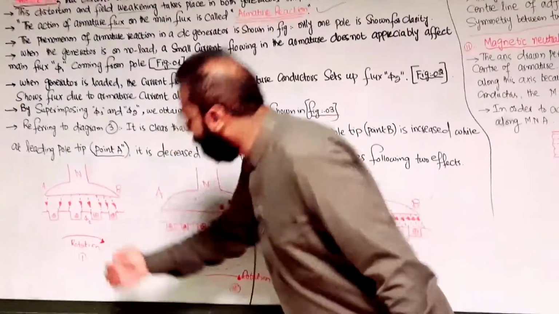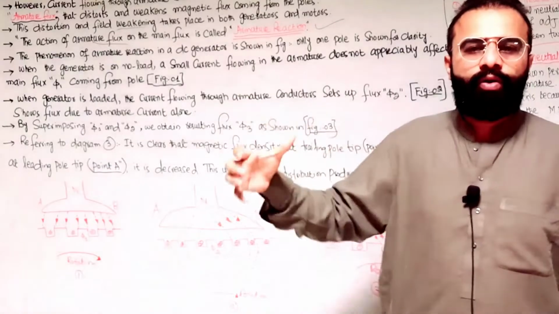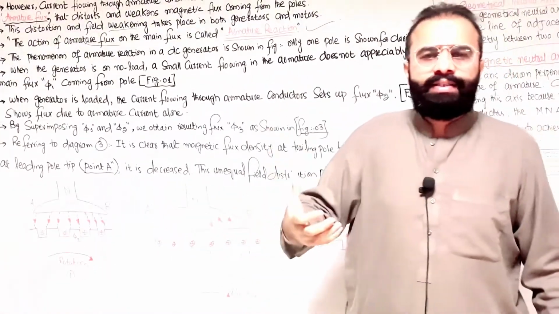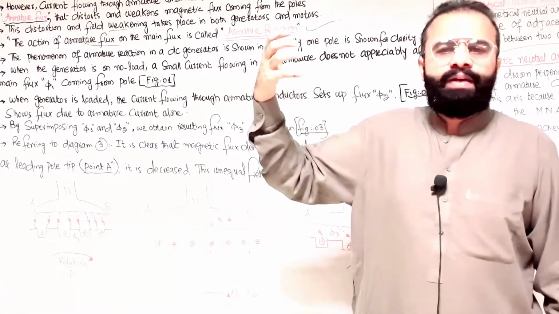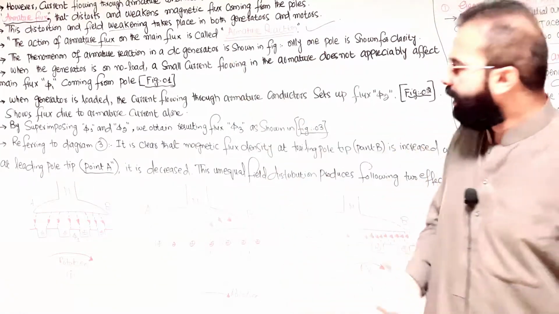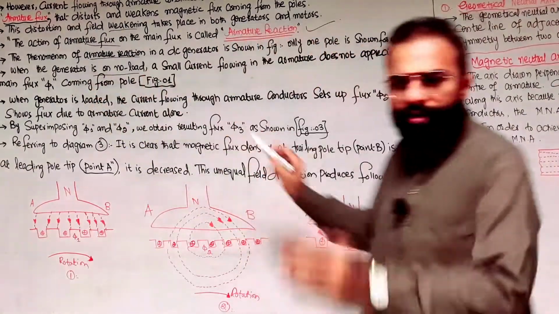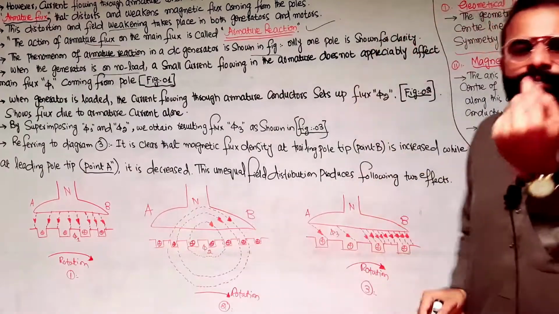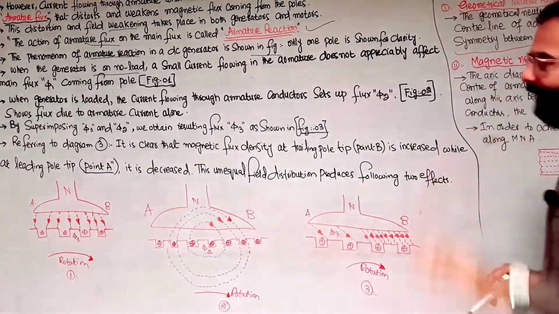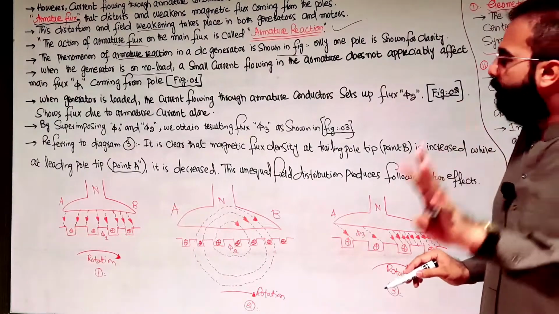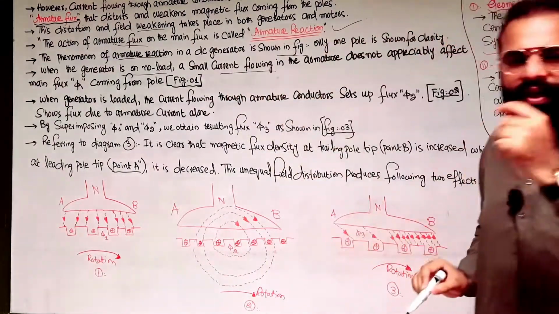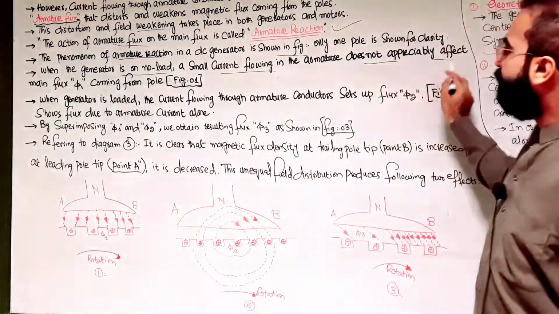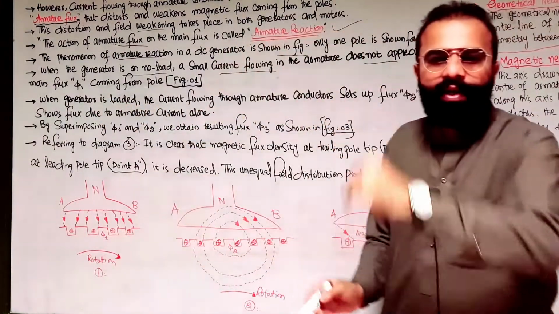The first diagram shows the generator at the no load condition. At no load, the armature conductors are generating the maximum induced EMF. The phenomenon of armature reaction in a DC generator is shown in the figure. Only one pole is shown for clarity. When the generator is on no load, the small amount of current flowing in the armature conductors does not appreciably affect the main flux, which is phi 1 coming from the poles.